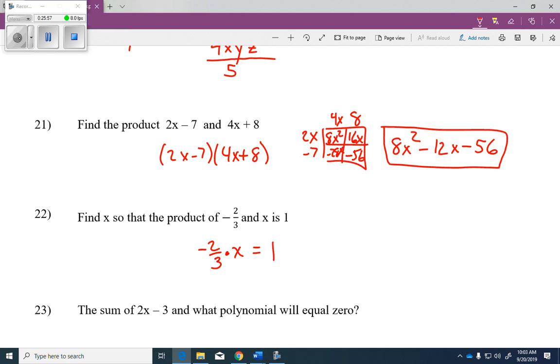You did that last year in 7th grade, or maybe you learned to multiply by the reciprocal, multiply both sides by negative 3 over 2, or you could just use your mental math. How will I get this to equal 1? Well, that would have to be a negative number, because negative times negative gives me positive, and it would have to be 3 over 2, so that I get 6 over 6, which is 1. So there are many ways that you can think about this one.